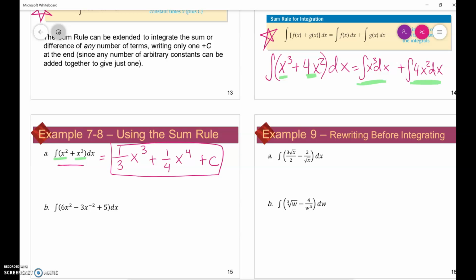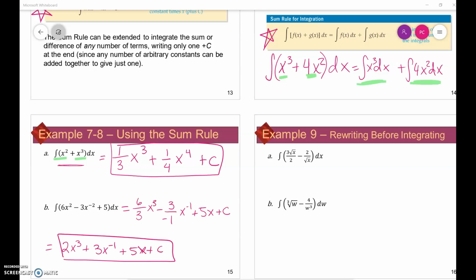All right, so I want you to pause the video, work out B, and then come back and check your answer. Okay, so again, we're taking it one step at a time. I would have 6 over 3 x cubed minus 3 over negative 1 x to the negative 1 plus 5x plus c. Simplifying everything should leave you with an answer of 2x cubed plus 3x to the negative 1 plus 5x plus c. And then you're done. So it doesn't matter how many things are added or subtracted inside your integral. Take it one step at a time.